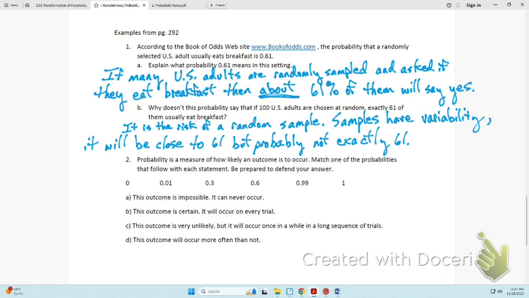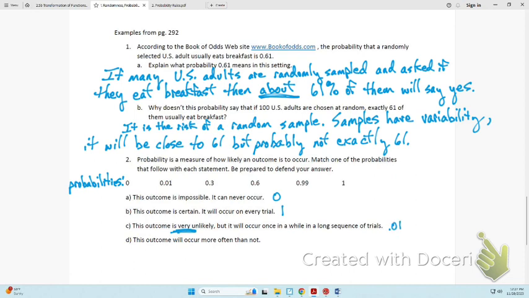This is a matching problem, and these are all proportions, these are all probabilities up here. So you match those probabilities with one of the four statements. The one that is impossible is a 0 probability. The one that is certain is a 1.0 probability. The one that is, keyword, very unlikely is 0.01.